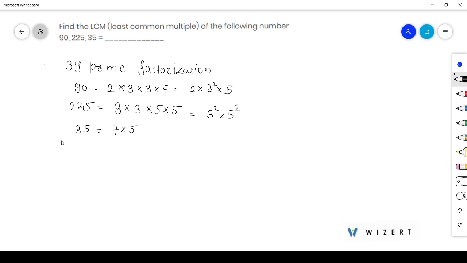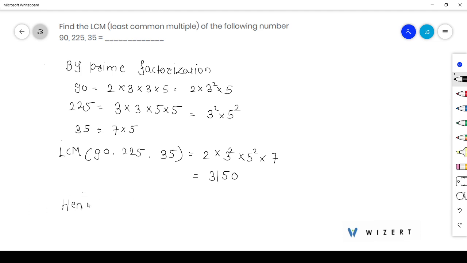So, from this, we can find the least common multiple of 90, 225 and 35. Firstly, the highest power of 2 is 1. Then, the highest power of 3 is 2, so take 3 square. Then, the highest power of 5 is 2, so take 5 square. And then, the highest power of 7 is 1, so take 7. So, the multiplication of all these is 3150.